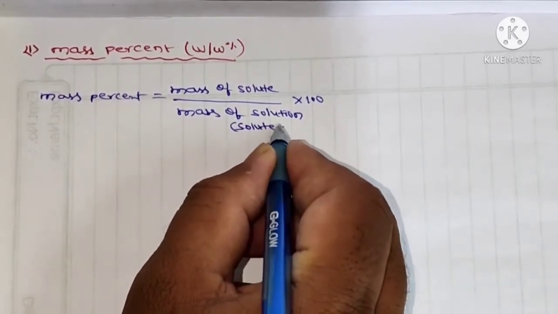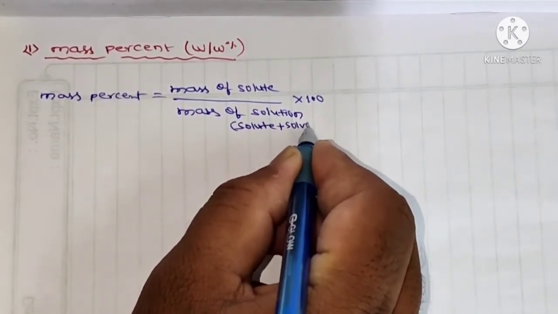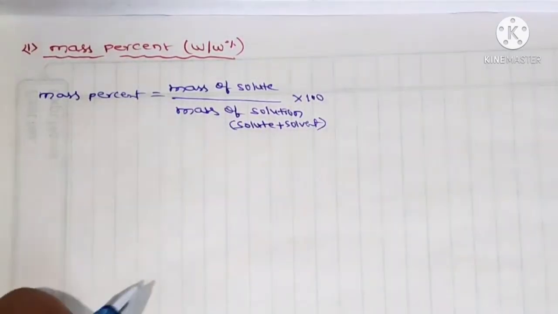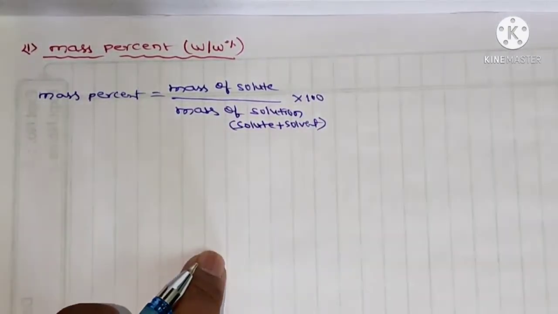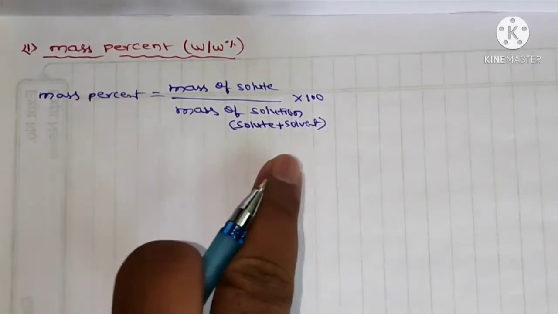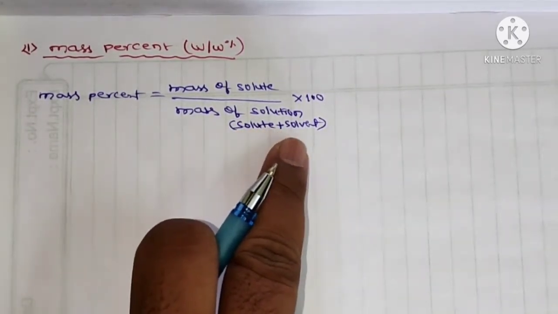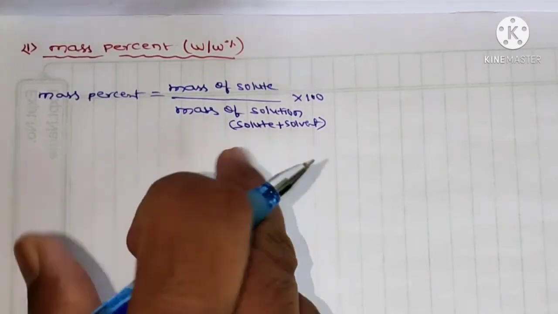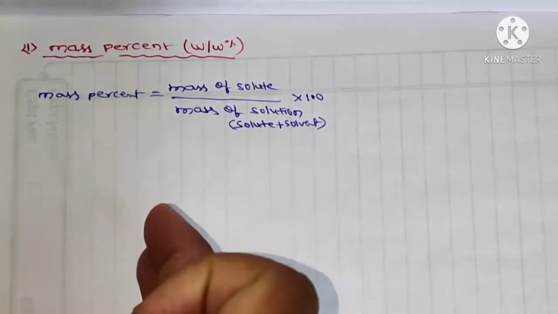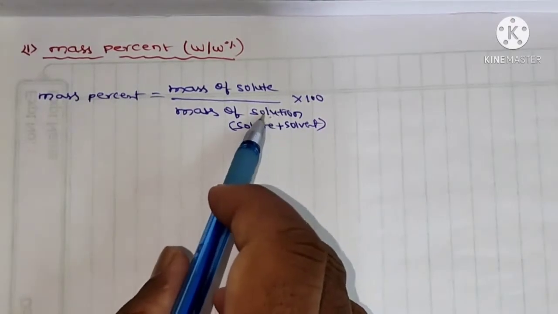For example, if I take a beaker, in that beaker I am taking water, and in that water I add salt. So the salt is the solute and water is the solvent. Combining that solute with the solvent is called a solution.